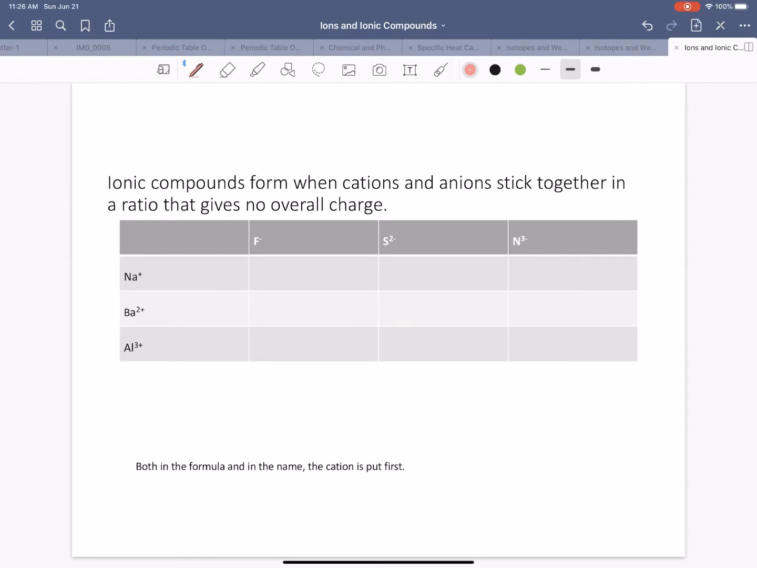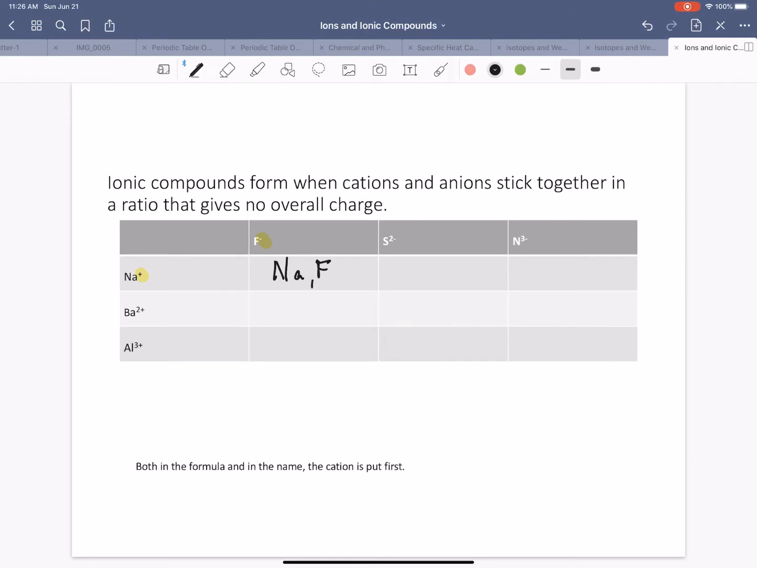Ionic compounds form when cations and anions stick together. And they stick together in a ratio that gives no overall charge. Sodium is a +1 metal. Sodium ion is a +1 ion. And fluoride is a -1 ion. And so they stick together in a 1-to-1 ratio.